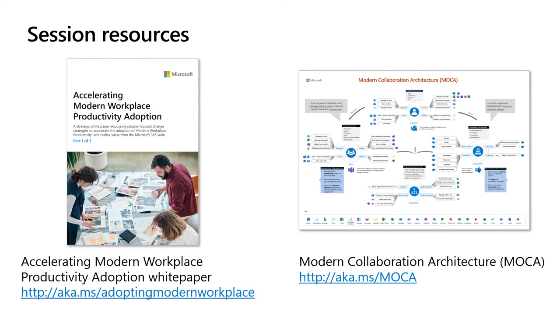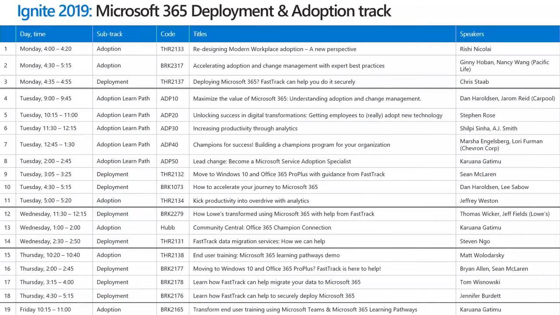Here are some other resources that you can leverage. We have an adoption white paper that we have published at aka.ms/adopting modern workplace. It's a 3-part series that tells you a little bit about how you can use adoption principles, a change management-led approach to driving end-user change, as well as it looks at redefining the role of the CIO. We also have the modern collaboration architecture, so the slides that you have seen all on one page, and that's available at aka.ms/MOCA.